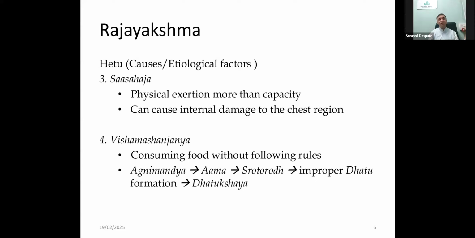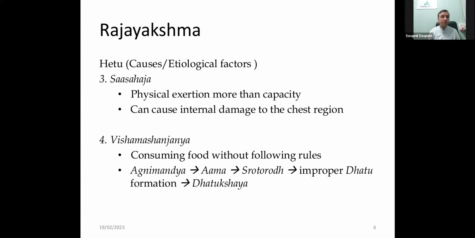So if they are physically active, they are sports people, or they do some exercise, then the support system has to be kept in check properly. Not every patient who has excess physical activity will end up in Sahasaja Rajakshma, but that person may end up in Sahasajanya Rajakshma if they are not supporting their excess physical exertion. Understood?